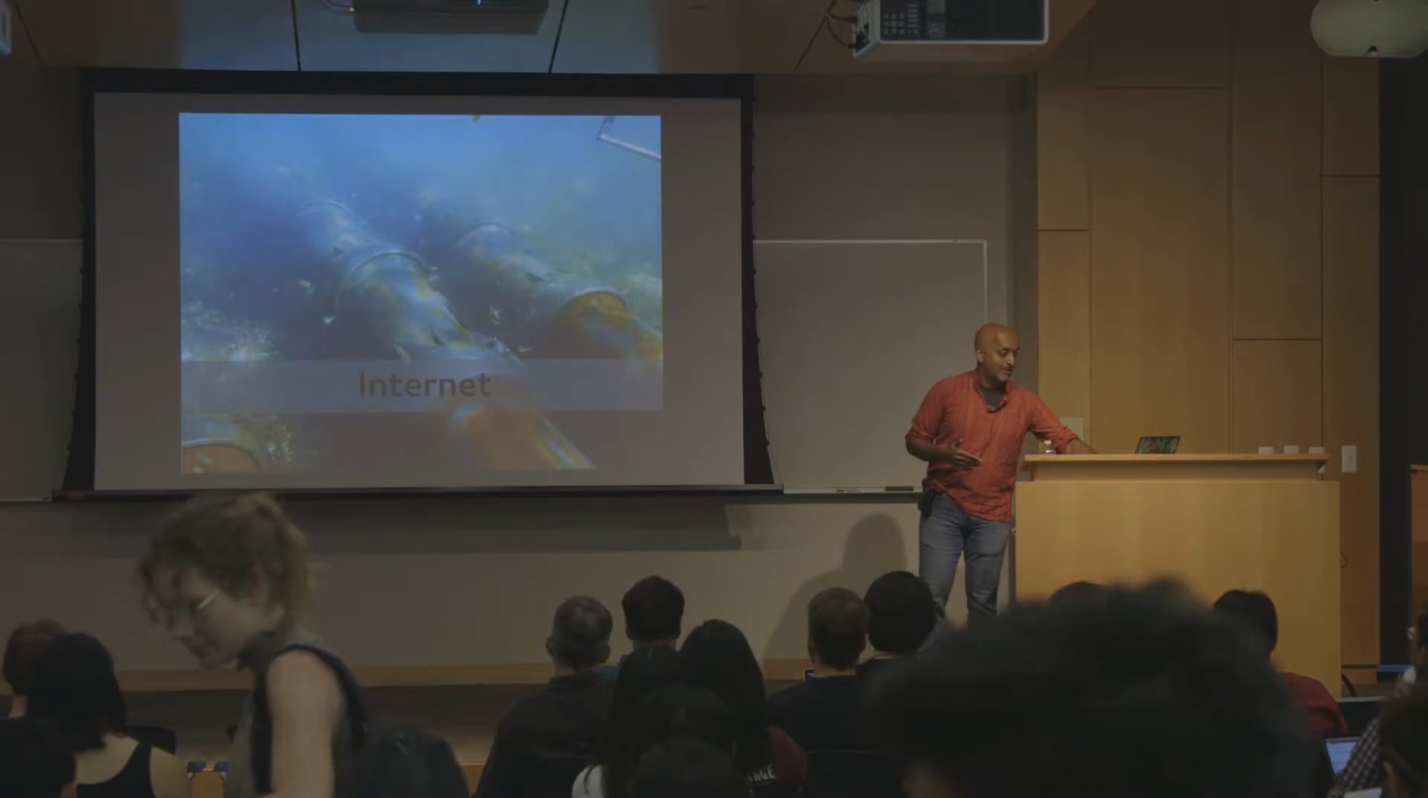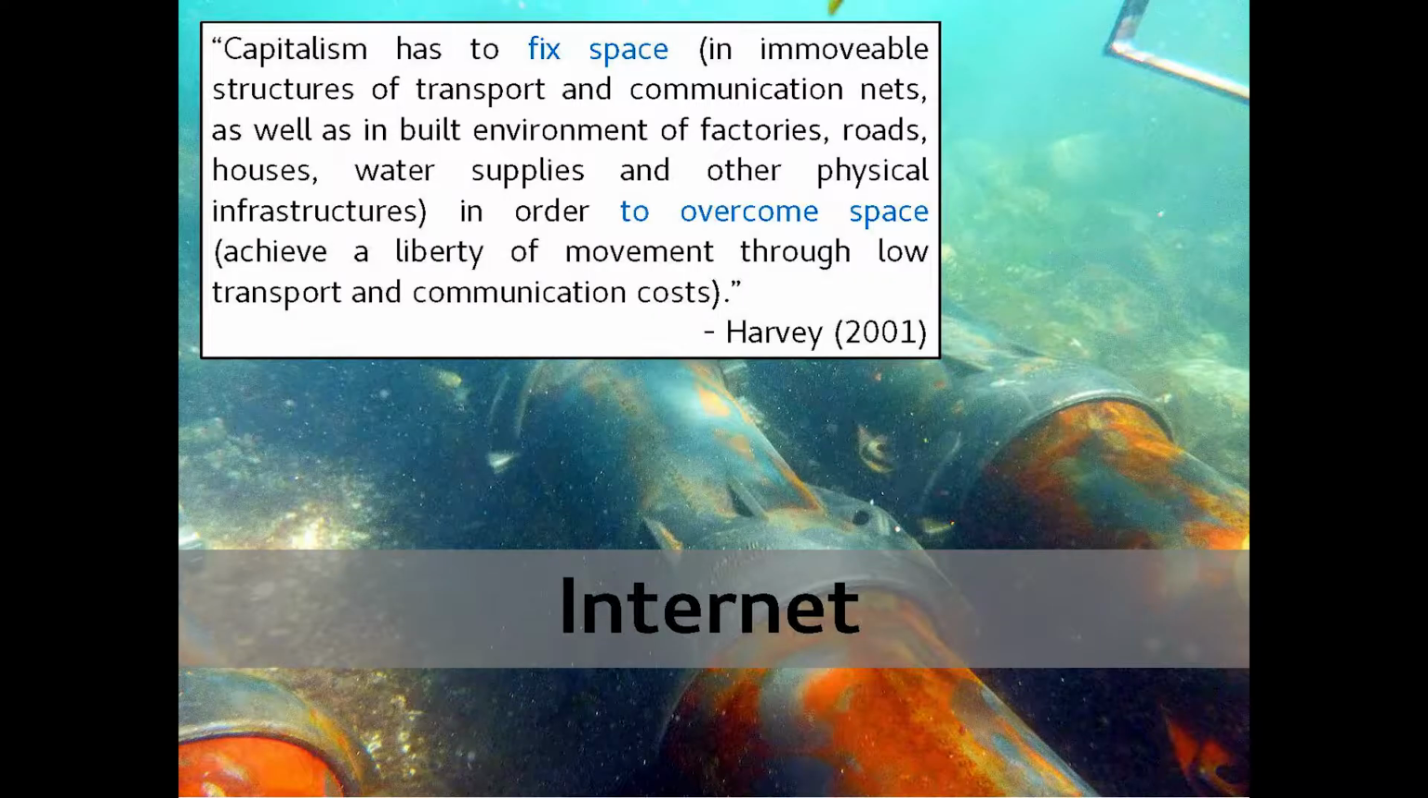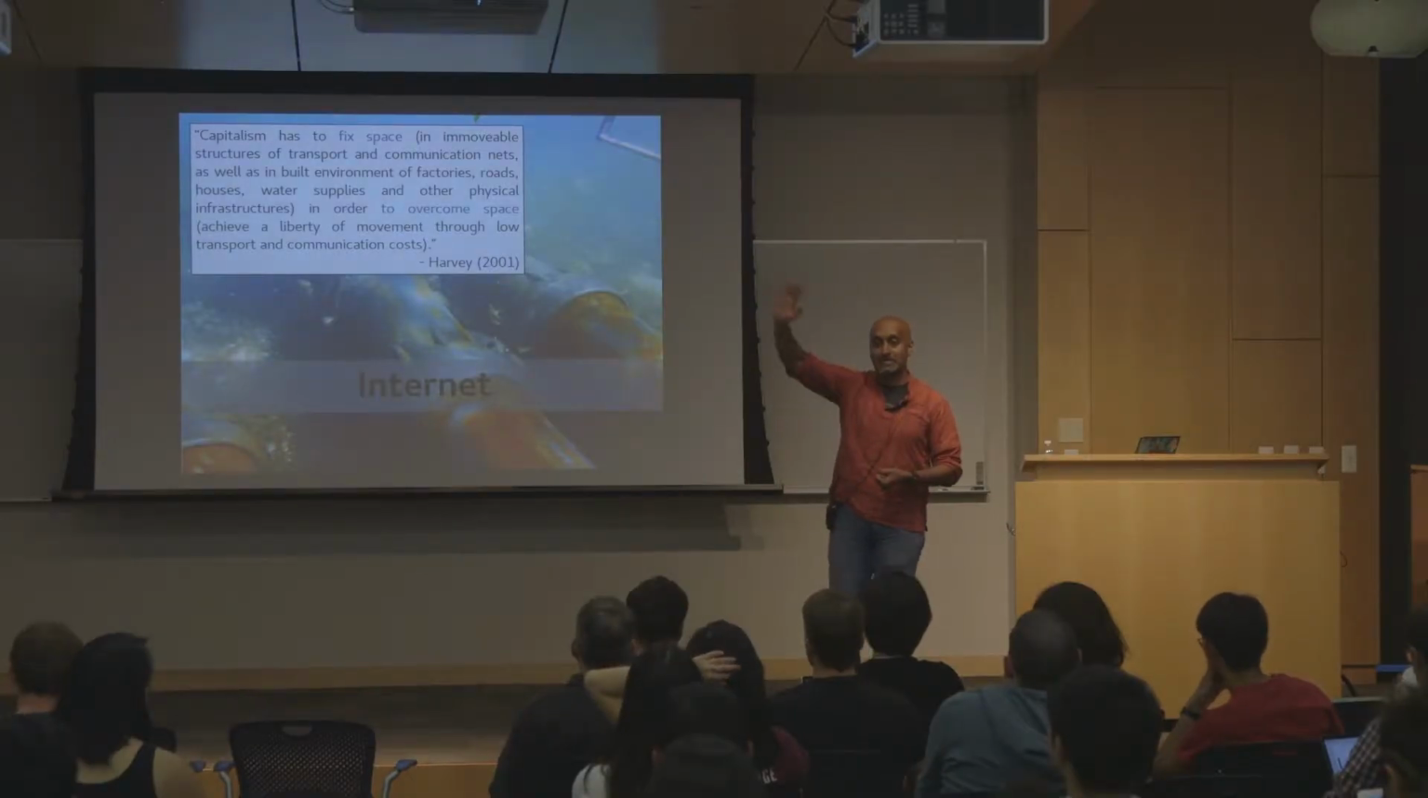And so I came to the work of David Harvey, right, who points out, well, if you want to think about how capitalism functions, it has to fix space in immovable structures of transport, communication nets, and so on, in order to overcome space, to achieve a liberty of movement through low transport and communication costs. So the point being, if you want to achieve this world that Castells points us to, the network society, you actually need to fix capital in particular locations before you can start to imagine the space on top.